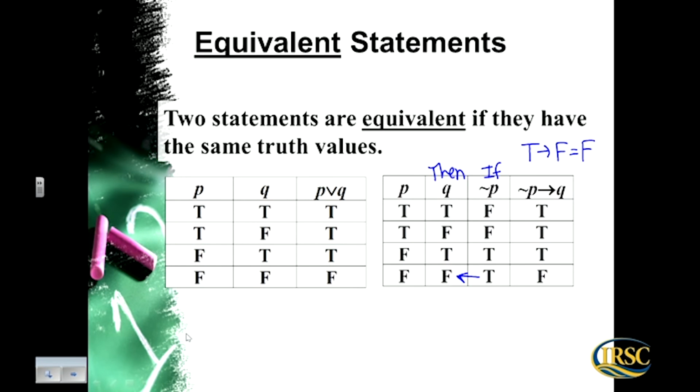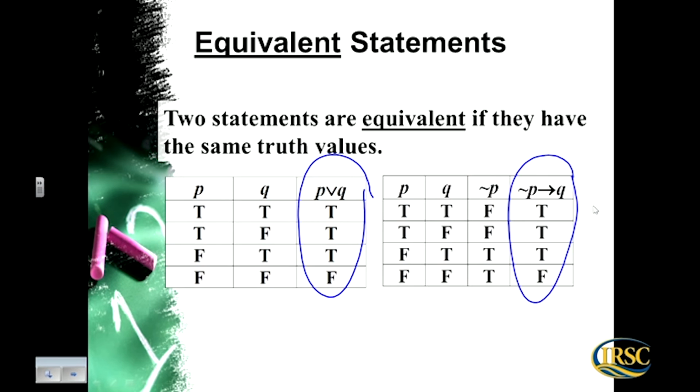What do you notice about the last column of each truth table? Not just the last row, but the last column. They're exactly the same. When you compare the last column, if they are exactly the same, then you have just proven that these two statements are equivalent. So what this means is that you can write an or statement as an if-then statement, and it'll give you the same meaning.